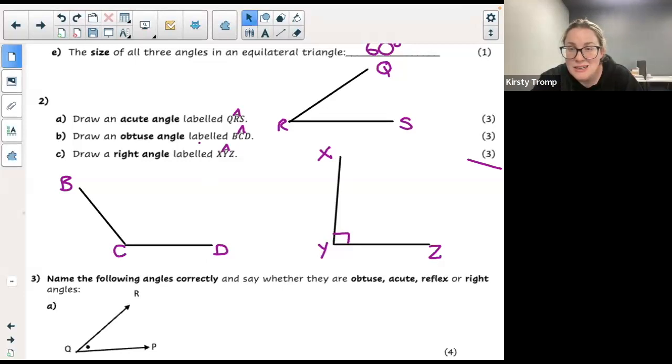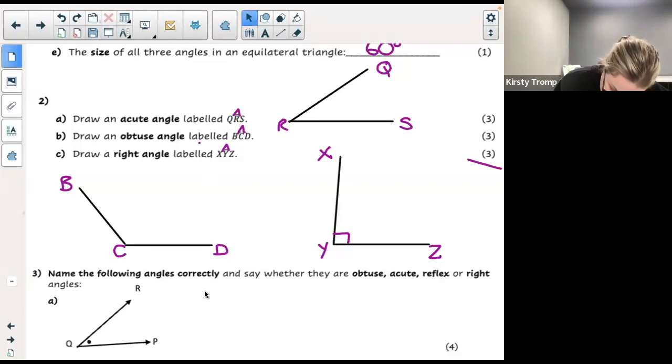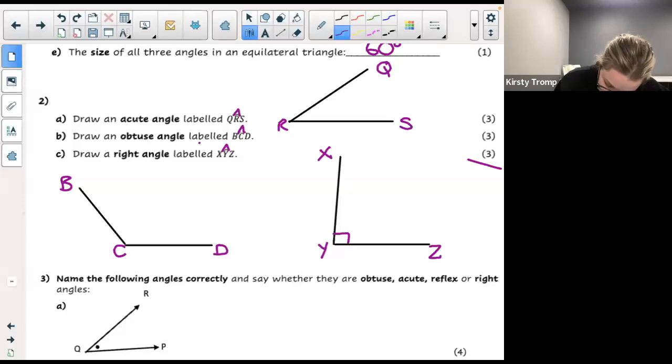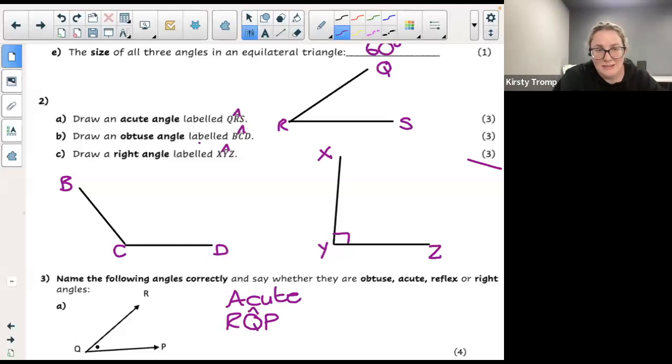Christina, what is this angle going to be called? Acute. It's going to be an acute angle. Well done. Why? Because it's less than 90 degrees. And if you label it with the letters, what's it going to be called? RQP. Well done. R, Q, P.